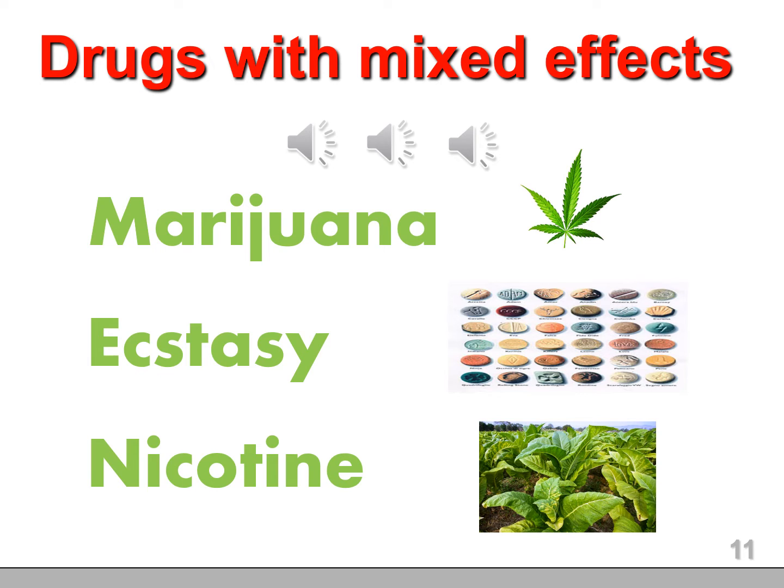Let's look at our last category, drugs with mixed effects. Back when I took intro psych, marijuana was listed as the most commonly used psychedelic drug. Ecstasy wasn't even seen yet, and nicotine was listed as a stimulant. Now we recognize that these drugs do have mixed properties, and so typically put them in categories of their own for that reason. Let's turn our focus to marijuana.